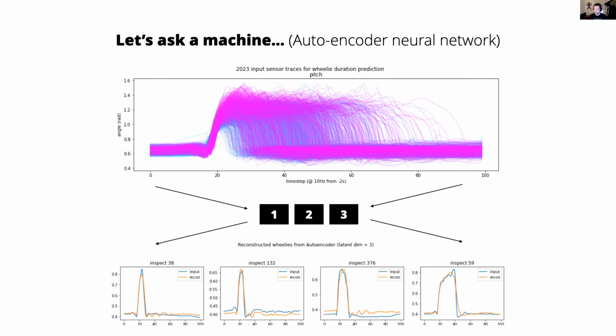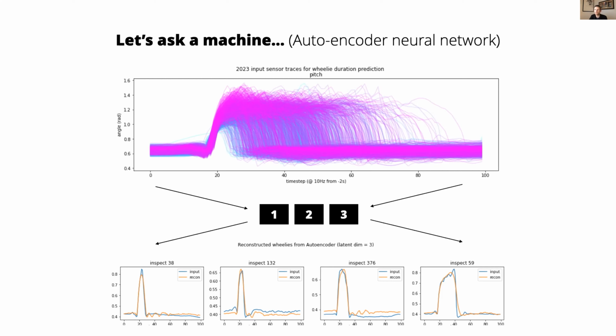Yeah, as I was saying, the raw wheelie trace is 100 data points. The autoencoder learns how to represent that in just 3 numbers, and then reconstruct that trace. And the autoencoder is trained by how well it reconstructs the trace. And so down at the bottom, there are some reconstructed traces overlaid on the original traces. And through that process, we're hoping to discover the 3 numbers that a machine chooses to describe a wheelie.